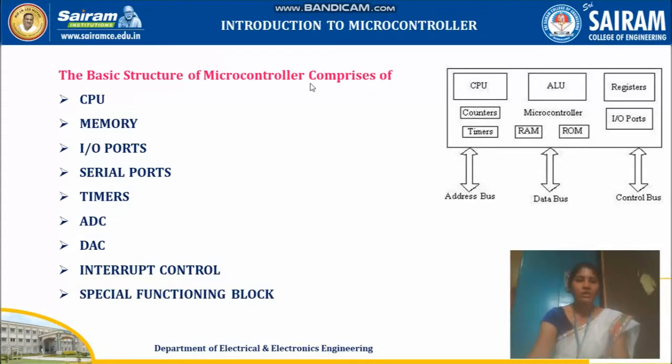So the basic structure of your microcontroller comprises CPU, memory, IO ports, serial ports, timers, ADC, DAC, interrupt control and special functioning block. So CPU, it is a central processing unit. Memory is used to store the data. IO ports to connect your IO devices. Serial ports for communication. Timers to create the time delay. ADC, analog to digital converter. DAC, digital to analog converter. Interrupt control and special functioning block.